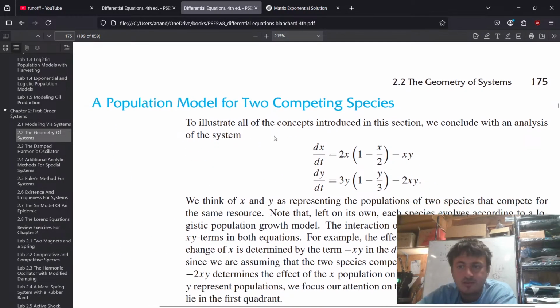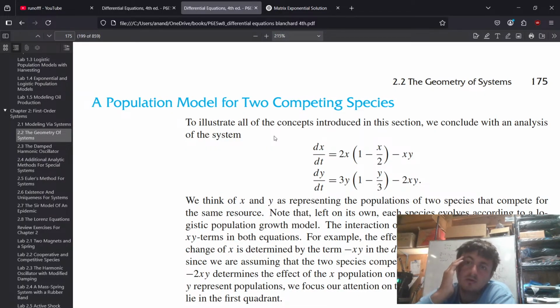Okay. A population model for two competing species. Include within an analysis of the system.